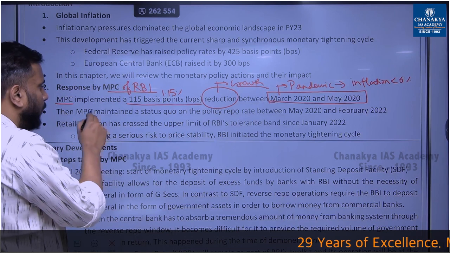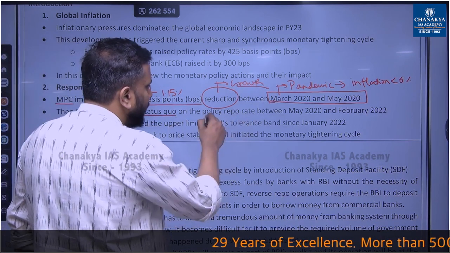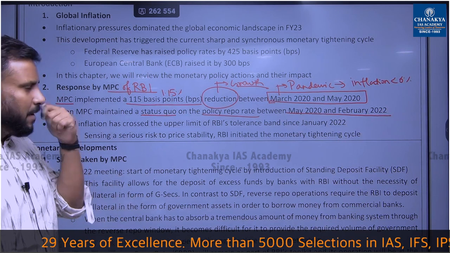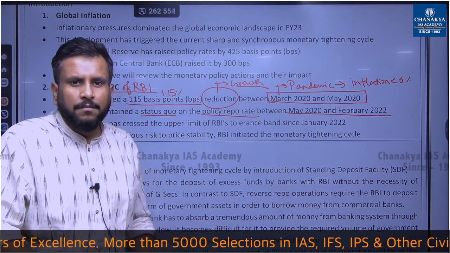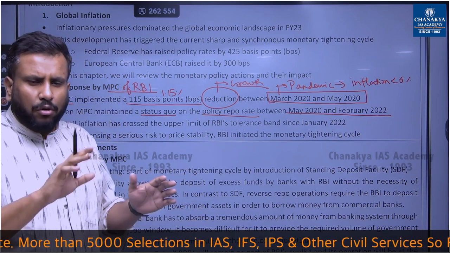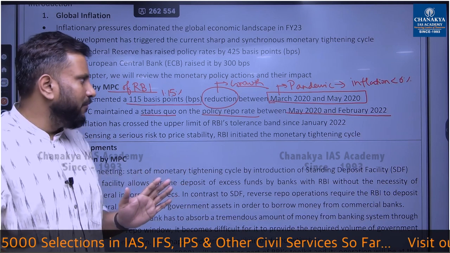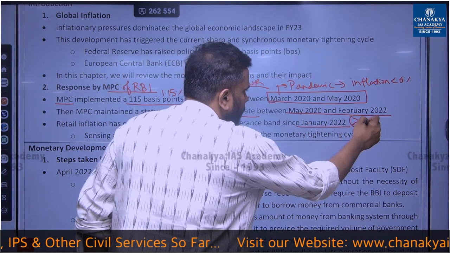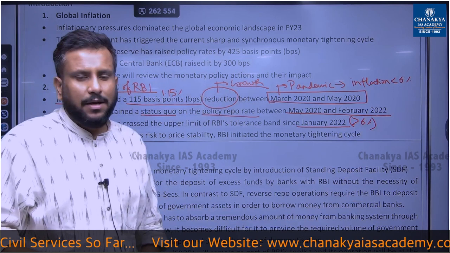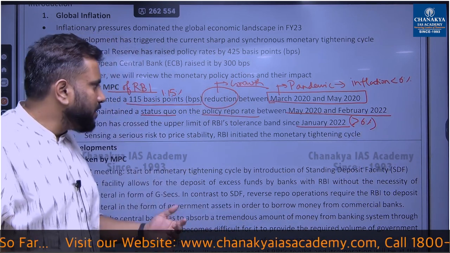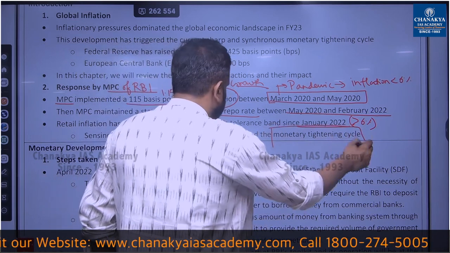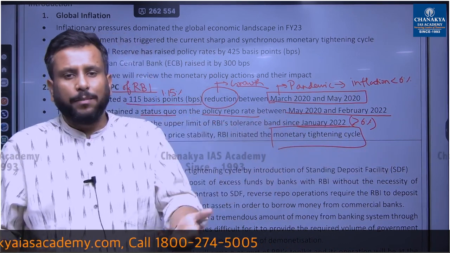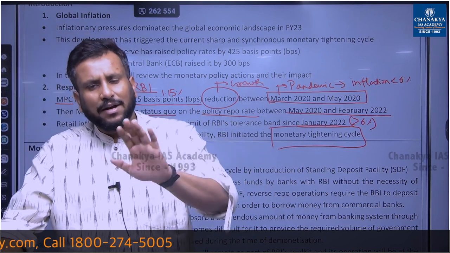Then the MPC, Monetary Policy Committee, maintained a status quo on the policy repo rate between May 2020 and February 2022. Uske baad se lagbhag, jo Monetary Policy Committee hai, usne repo rate ko constant rakha hai. Because inflation abhi bhi was within that tolerance limit. So there was no problem with that. But since January 2022, when the inflation breached the limit of 6%, the RBI Monetary Policy Committee triggered into action, and now it started to tighten its monetary policy. So RBI initiated the monetary tightening policy since January 2022. Uske pehle to hamara focus tha growth pe, and that's why we were reducing the repo rate or keeping it constant.